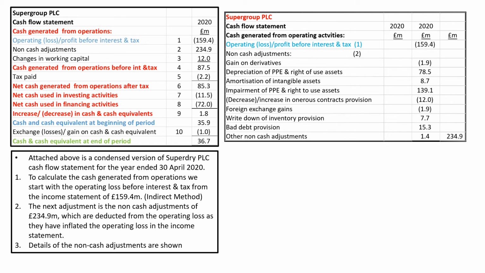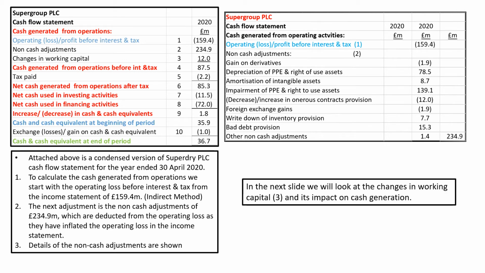it comes to 234.9. In the next slide we will look at the changes in working capital and its impact on cash generation.